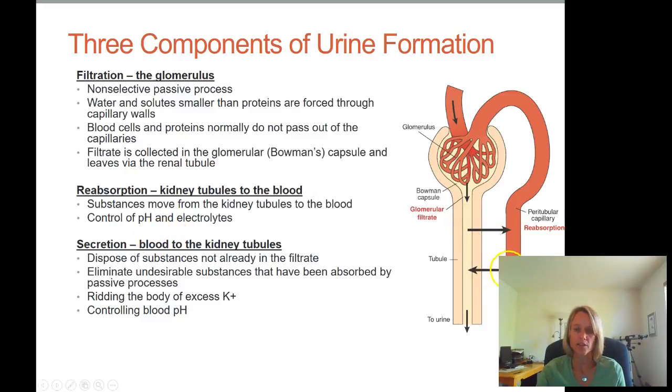Okay, and then secretion is moving from the blood to the kidney tubule. So this is a way to get rid of some substances that weren't already in the filtrate. So we can eliminate undesirable substances also that have been absorbed. So some things that either weren't filtered or that were filtered and reabsorbed, we can still secrete some of these things. And this is how the kidneys get rid of excess potassium, and is how the kidneys act to control blood pH, because they can secrete hydrogen ion at the same time as reabsorbing bicarbonate ion.